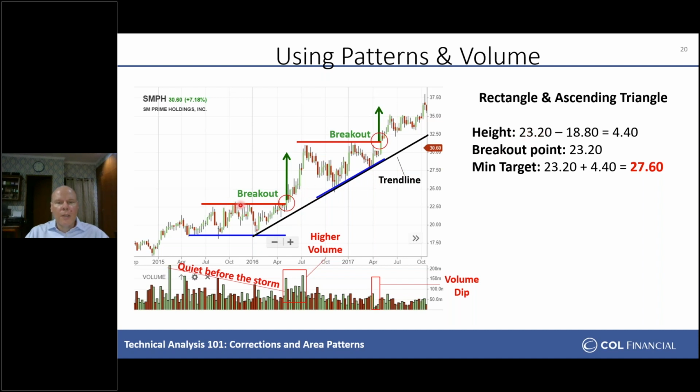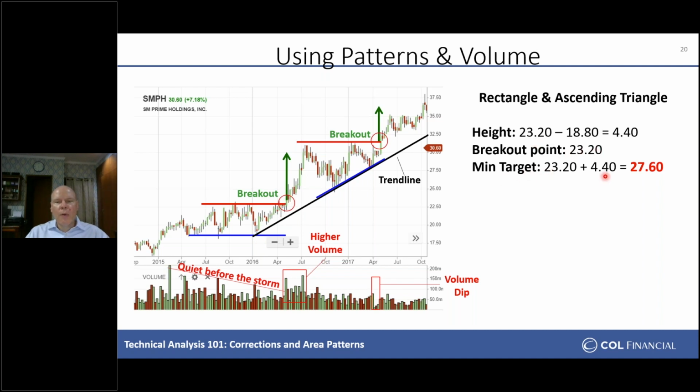That's this high you see here. The low part of the pattern was at 18 pesos and 80 cents. So if you subtract 18.80 from 23.20, that comes out to 4 pesos and 40 centavos. This is the height of the pattern. Now, let's add the height of the pattern to the breakout price. The breakout price here was the high, which is 23.20.